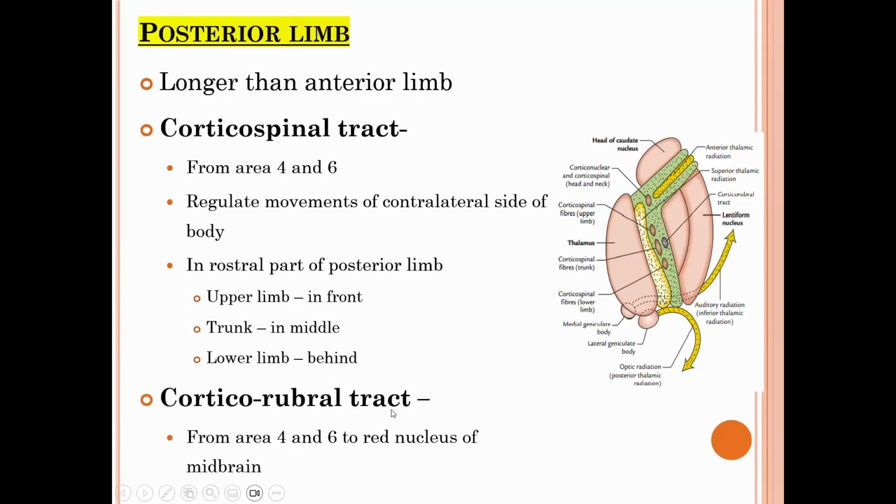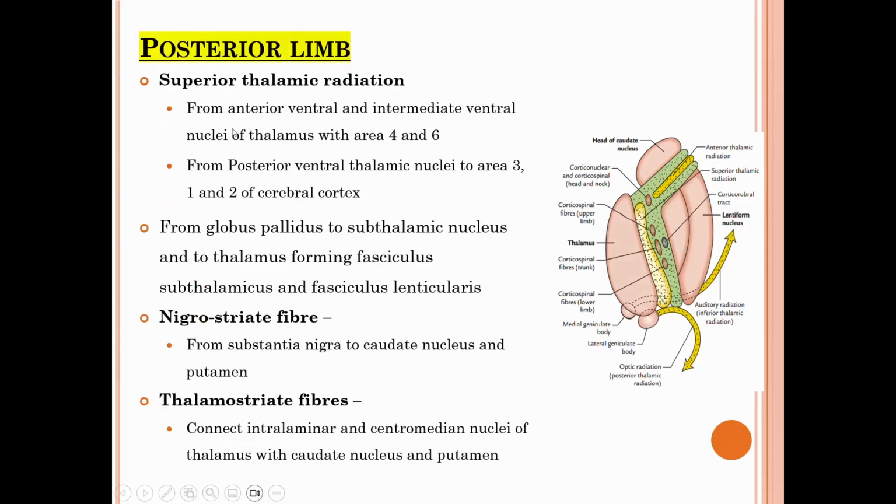Okay, then the corticorubral tract, the fibers from areas 4 and 6 to the red nucleus of the midbrain. Also through the posterior limb are the fibers of the superior thalamic radiation, that is from the anterior ventral and intermediate ventral nuclei of the thalamus going to areas 4 and 6, and also from the posterior ventral thalamic nuclei to areas 3, 1 and 2 of the cerebral cortex.